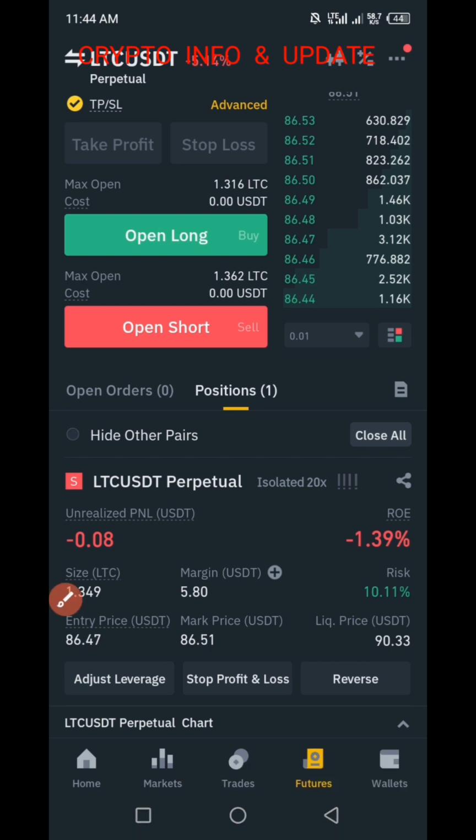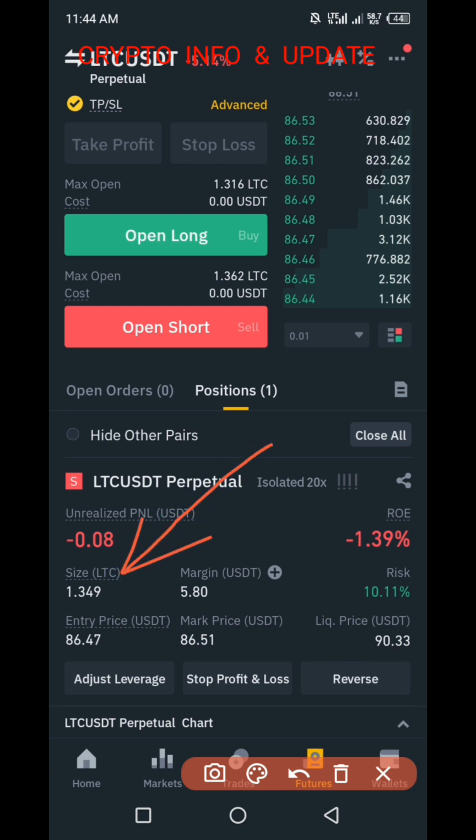So how do you know it has already been filled? You take a look at the size of LTC again. Take a look at the entry price, take a look at the liquidation price, and take a look at the margin. Do you understand? So you take a look at the size of LTC, your margin, your entry price, and your liquidation price.